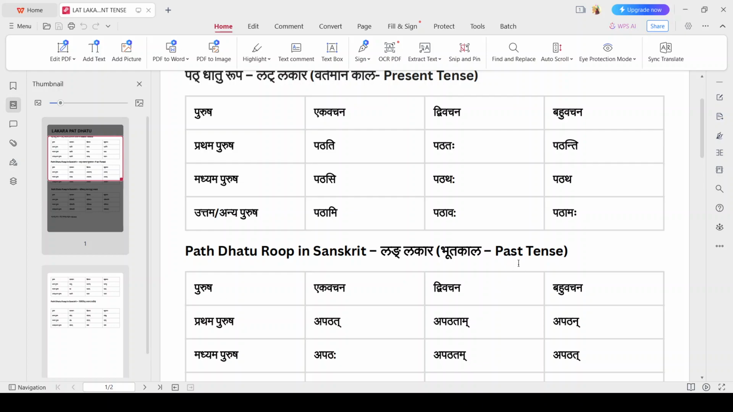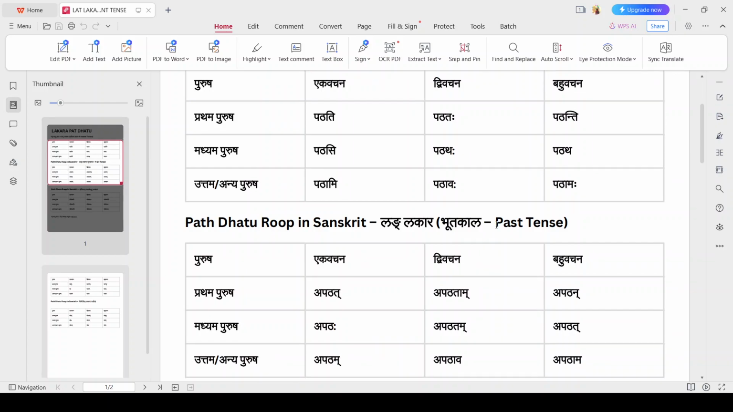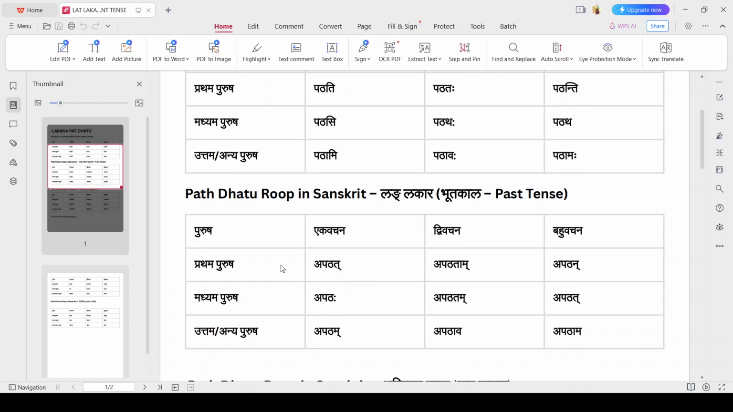The same thing for bhutakala. Bhutakala means past tense, and to explain kriyas in past tense we use lang lakara. For lang lakara, the same thing: there are three purushas, prathama, madhyama and uttama. For ekavachana, prathama purusha, lang lakara, it's apathat. That is past tense. We can figure it out easily because whenever something is added in front of a kriya, we can consider it past tense. Apathat, apathatham, apathan.